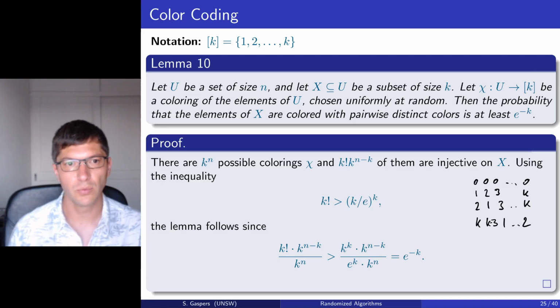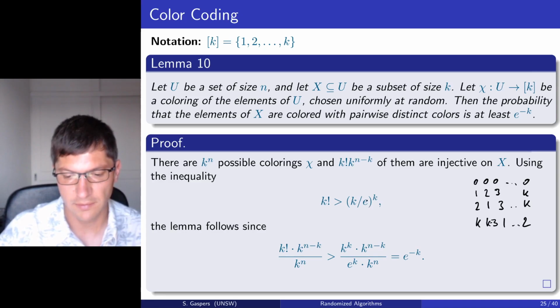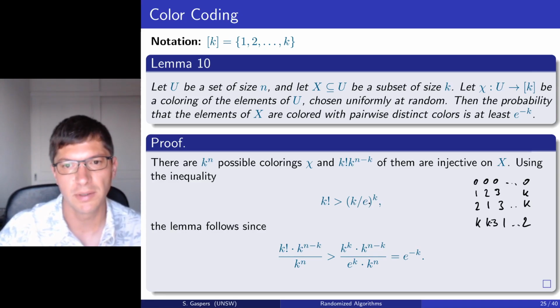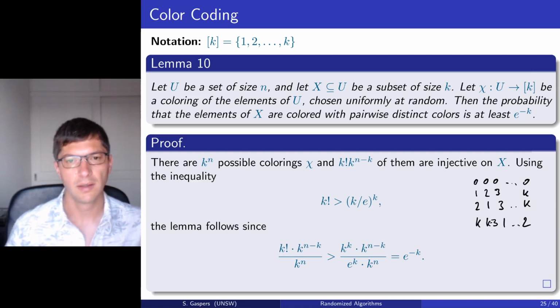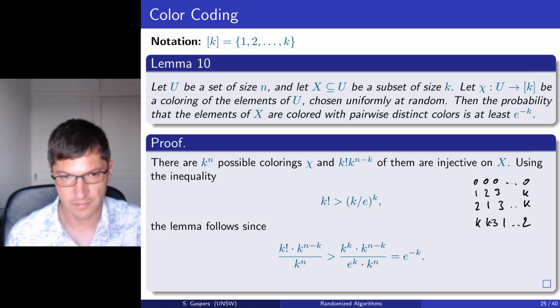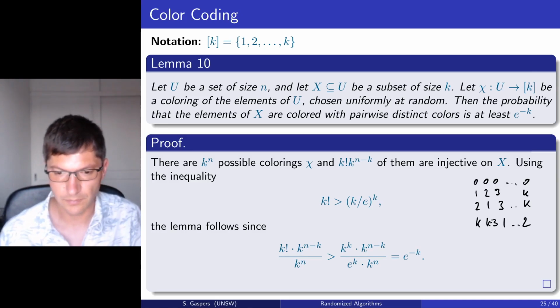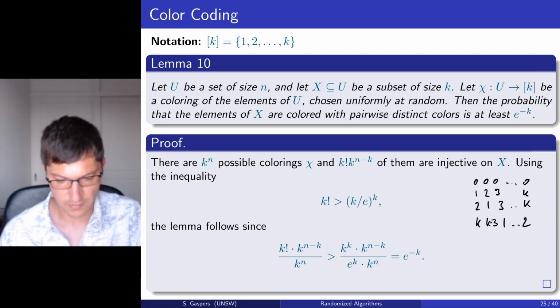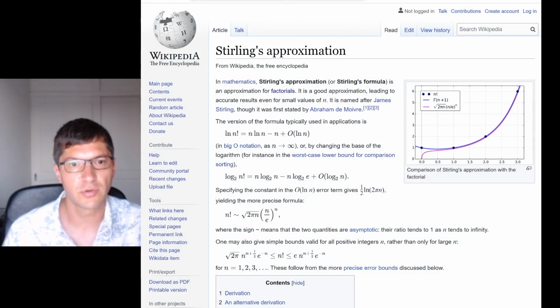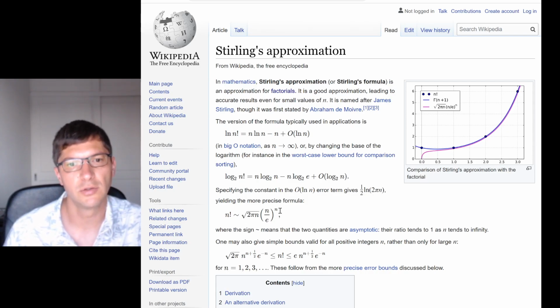Now we use the inequality that k factorial is more than k divided by e to the power k, to the power k. This comes from Stirling's approximation. Stirling's approximation says that k factorial is more or less some positive factor times k divided by e to the power k, to the power k.